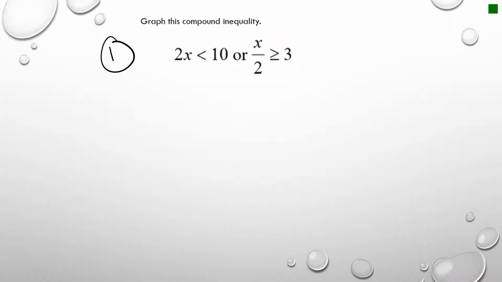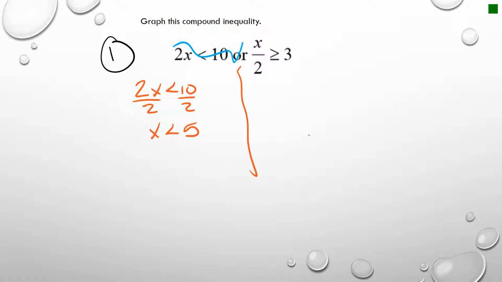Okay, so once again, here's our or. I'm only going to look at the one on the left. 2x is less than 10. 2 and x are being multiplied. Opposite of multiplication is division, so I divide by 2. 2 is a positive number. I get x is less than 5.